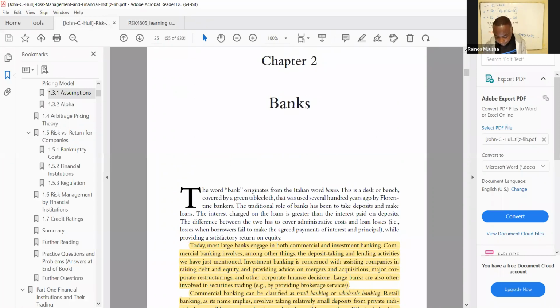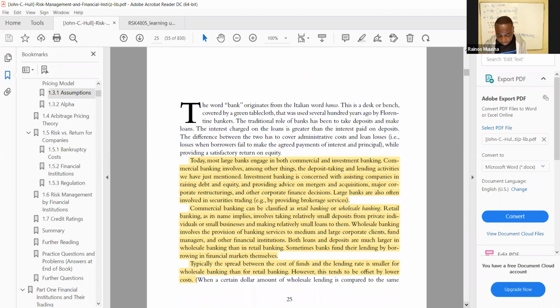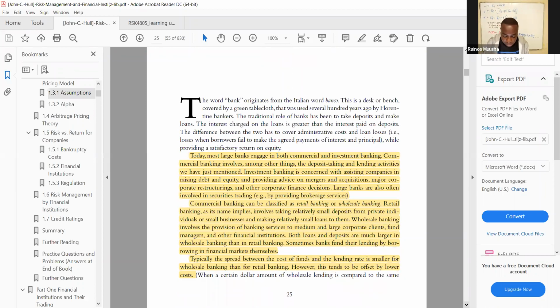Looking at banks, they say on paragraph number 2, today, most large banks engage in both commercial and investment banking. Commercial banking involves, among other things, the deposit taking and lending activities we have just mentioned. Investment banking is concerned with assisting companies in raising debt and equity and providing advice on mergers and acquisitions, major corporate restructuring, and other corporate finance decisions. So large banks are also often involved in securities trading as well.